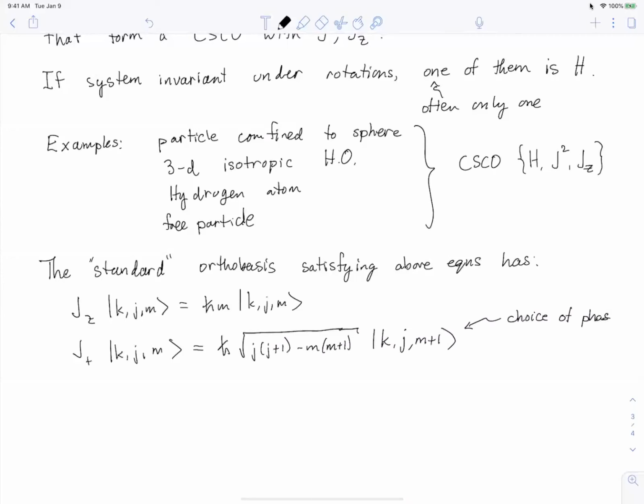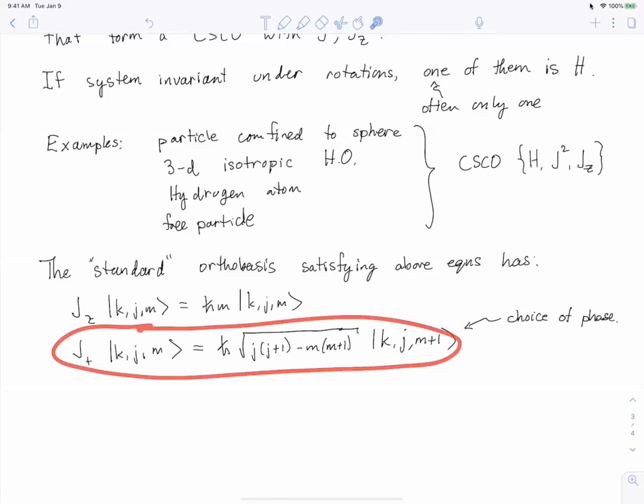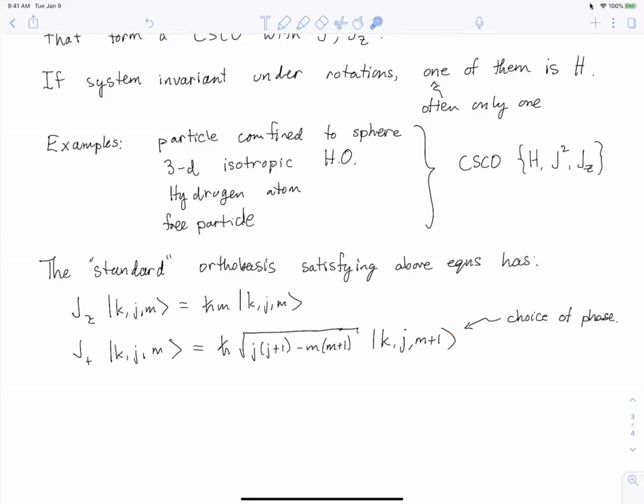Because all we really proved before is that these things were proportional to each other. If you're just solving an eigenvalue problem, you can always put any phase you want right there, and it's still going to satisfy the eigenvalue problem. But we're choosing the phase to be +1, because why would we choose anything else?